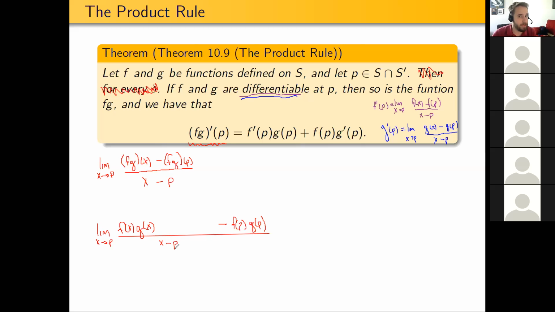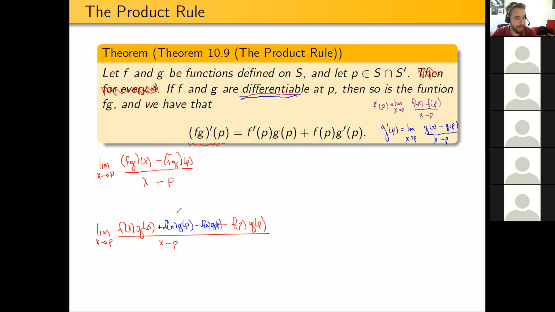Now, to keep going forward, we want to do a really, really clever addition in the middle. We want to add 0, but in a really clever way. So we are going to add the quantity. I'm going to add f of x times g of p minus f of x times g of p.